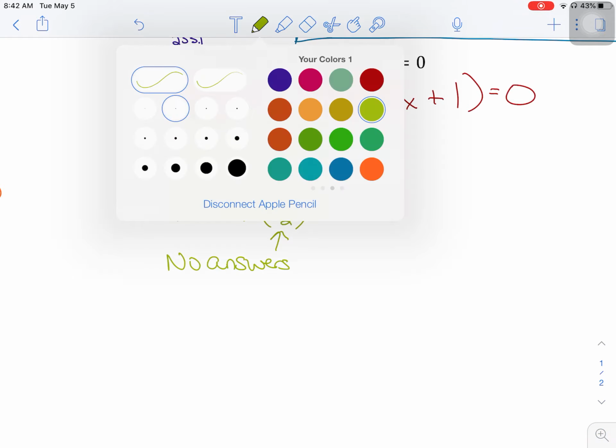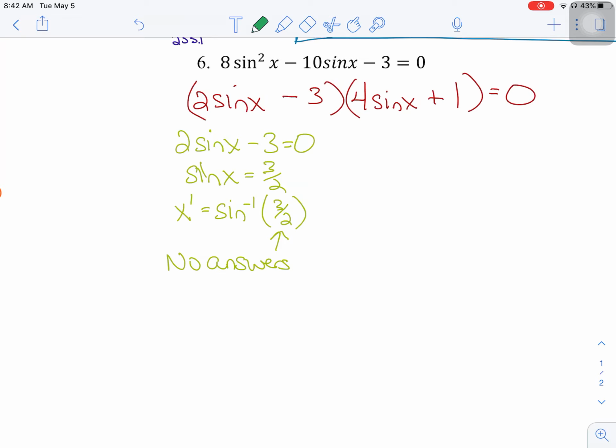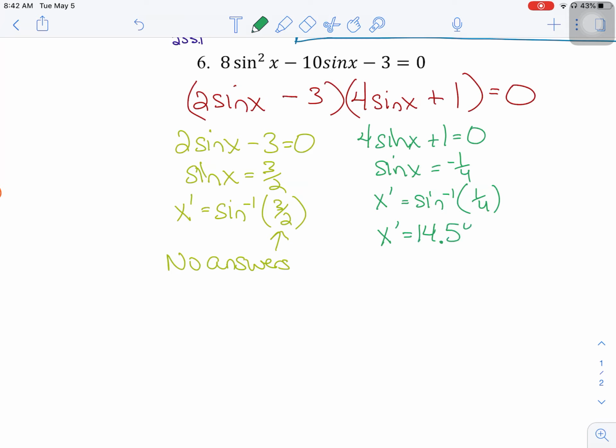All right. So then if I take a look at the other half of this, 4 sine x plus 1 is equal to 0, which means sine of x is equal to negative 1/4. So my reference angle would be the inverse sine of positive 1/4. Okay, so inverse sine of 1/4. And I'm going to get my reference angle is 14.5 degrees.